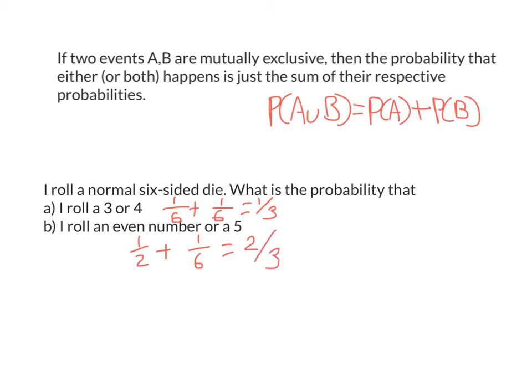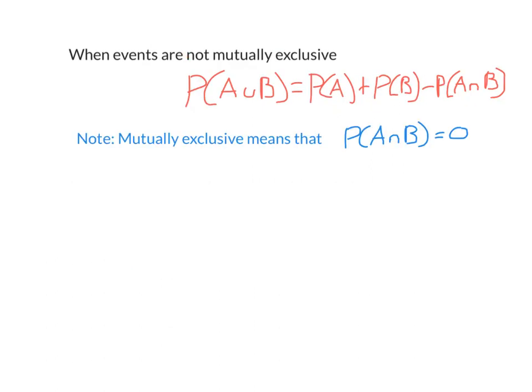Okay, that's all well and good for mutually exclusive events, but now what we're going to do is learn how to calculate the probability of A or B when the events are not mutually exclusive. So if two events are not mutually exclusive, you use this formula here. Probability of A or B equals probability of A plus probability of B minus the probability of both. Remember, this symbol means and, A and B means both. So this is actually pretty similar to the formula we had on the previous slide.